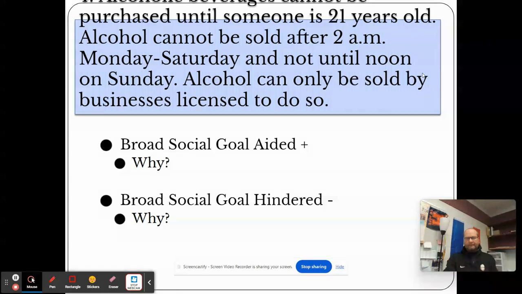All right. Now let's talk about the sale of alcohol here a little bit. It talks about the rule in law that says you can't buy alcohol until you're 21 years old, and alcohol cannot be sold after 2 a.m. Monday through Saturday, and not until noon on Sundays. We still sort of have those rules around here. Some of them have changed a little bit, but alcohol can only be sold by businesses licensed to do so. So what broad social goals might be aided here?